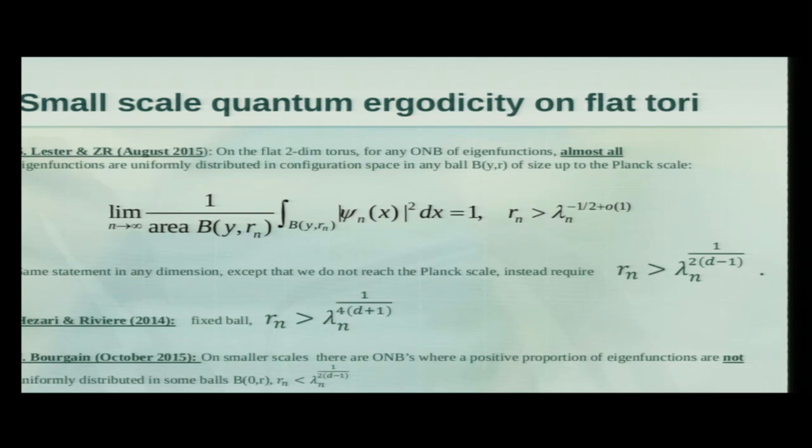So we're quite happy with the two-dimensional result. That's an optimal result, this we knew. Also philosophically, you can't expect to say anything interesting beyond that scale. But we are very unhappy with the result in higher dimensions, so for higher dimensional tori, because we didn't have the right scale. We wanted this scale, and we get some other exponent, and these guys got some slightly worse exponent.